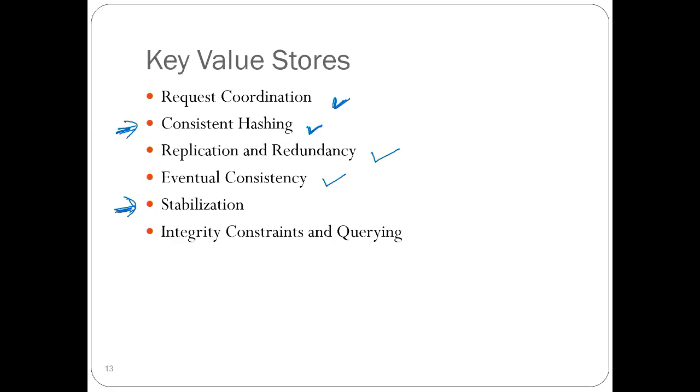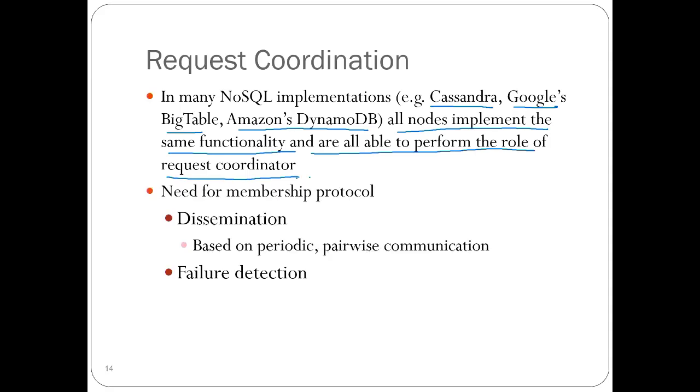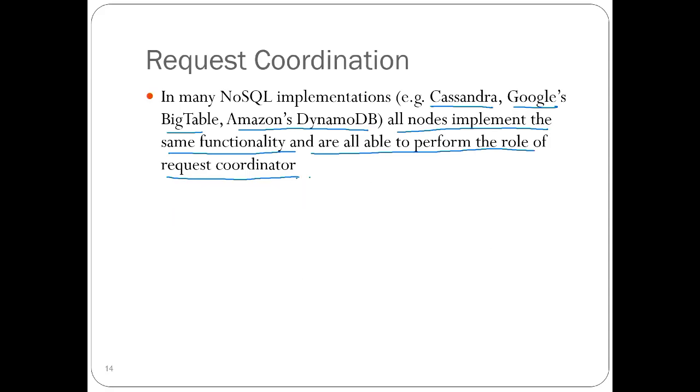But before that, let's start with request coordination. So what I could understand, right? In many NoSQL implementations, for example Cassandra, Google's Big Table, Amazon's DynamoDB, all nodes implement the same functionality and are all able to perform the role of a request coordinator. Let me read everything in this slide and then I'll explain. Okay? Fine, this much is enough, I think.